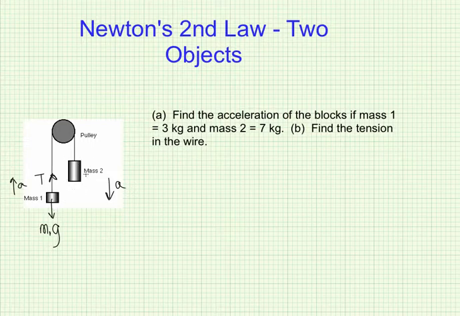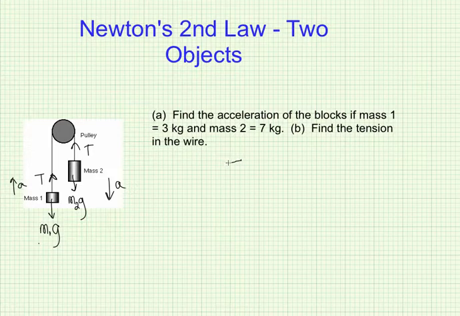Let's go over to m2. M2 is going to have gravity, so it's m2g, and it's also going to have a tension. Since we have a massless, frictionless pulley, those tensions are going to be the same. Notice that both tensions are going up because they're going away from the object. Okay, I've done the force diagram.